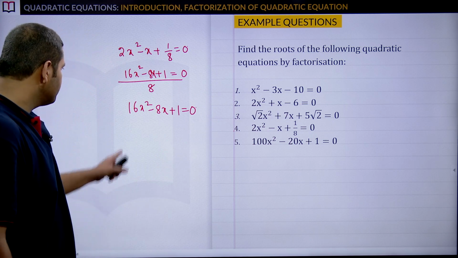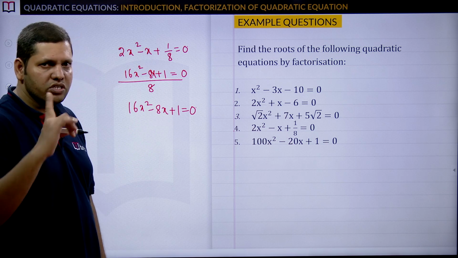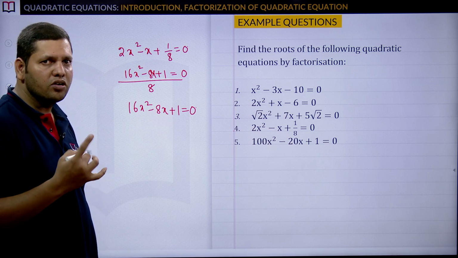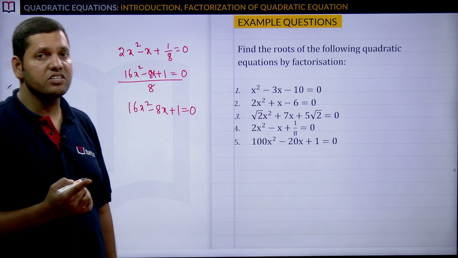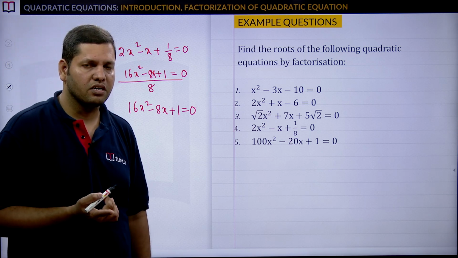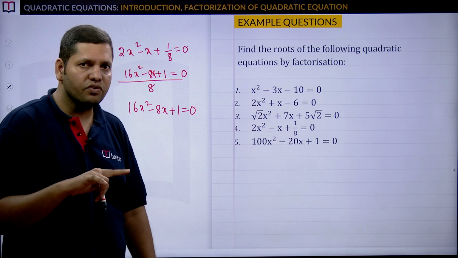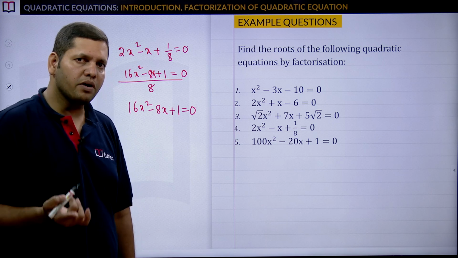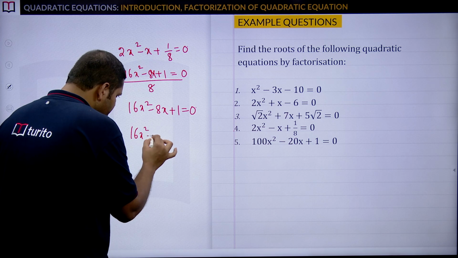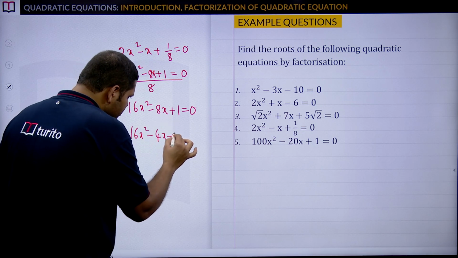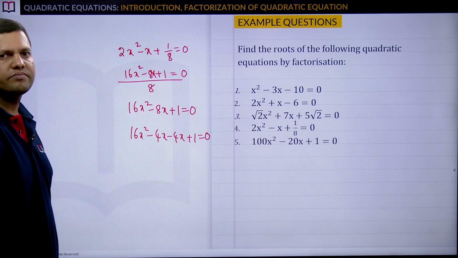So 16x square minus 8x plus 1 equal to 0. Now children, tell me, the x square coefficient is 16 and the constant is 1. 16 times 1 is 16. Now tell me, what is the combination? How will we get 16? 8 twos are 16. Next combination, 4 fours are 16. So we can write 16 as minus 4 and minus 4, so minus 4 into minus 4 is again 16. So what I am writing, children? 16x square, and minus 8x I am writing as minus 4x minus 4x, plus 1 equal to 0.